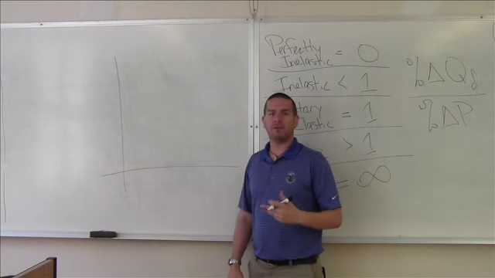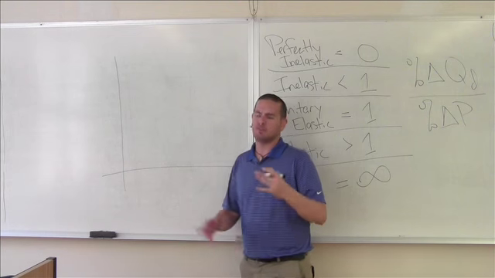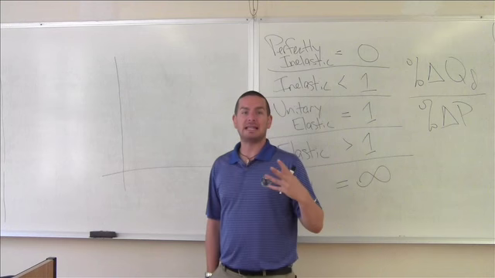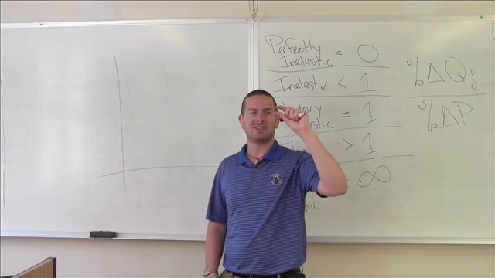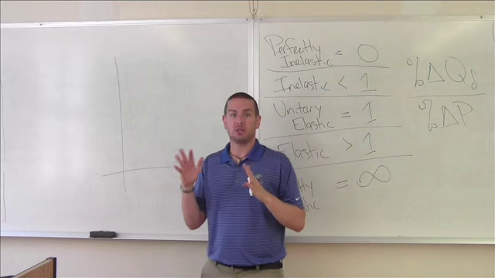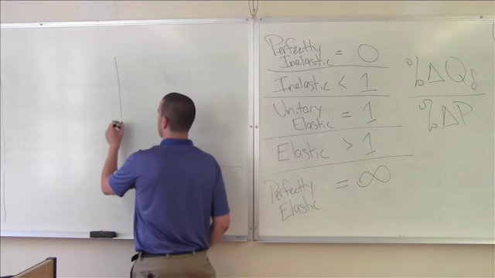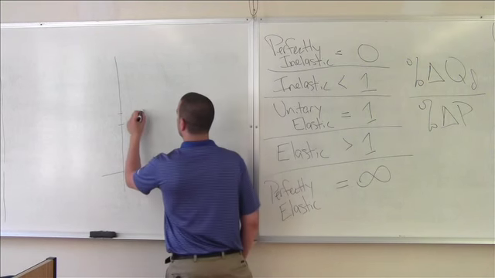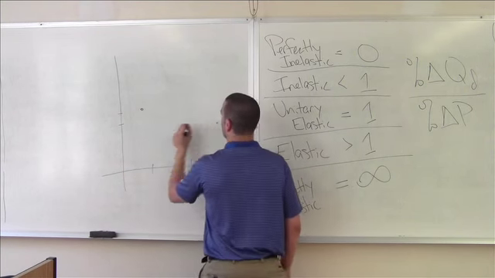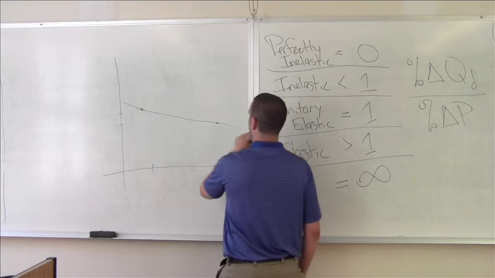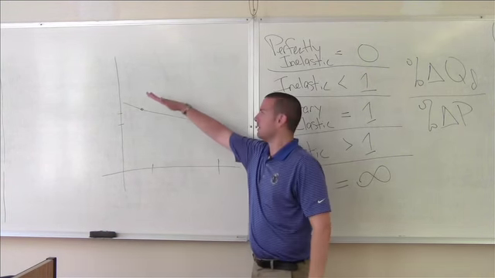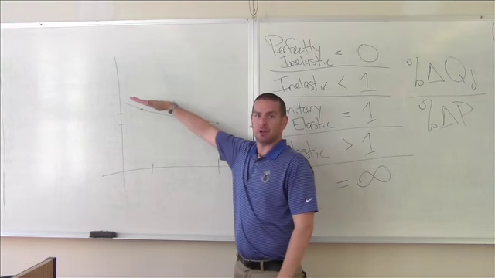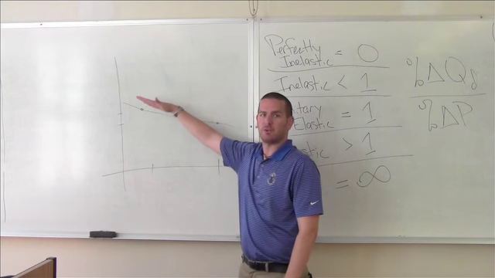Okay, a perfectly elastic demand curve. Well, let's backtrack for a second. If you want to recall, an elastic demand is when the price changes a little and the quantity changes a lot. So the price changes a little, quantity changes a lot. So it's fairly horizontal as a demand curve.